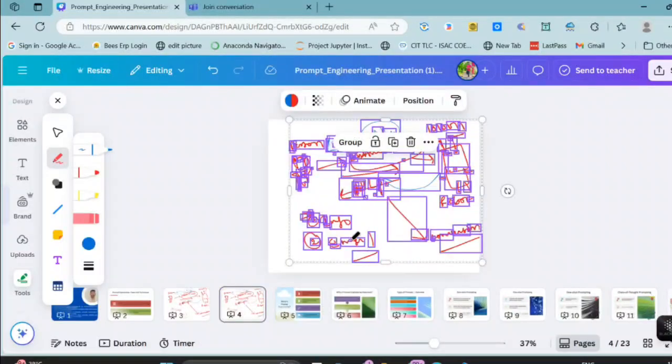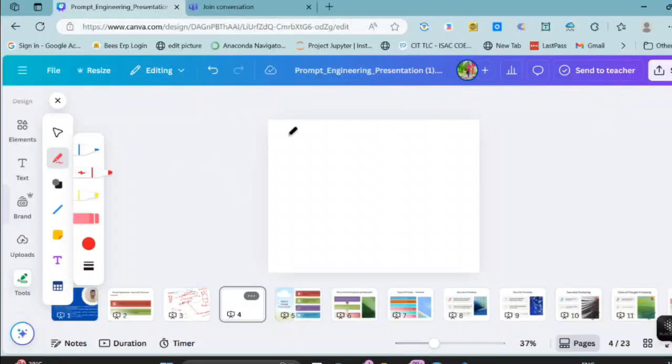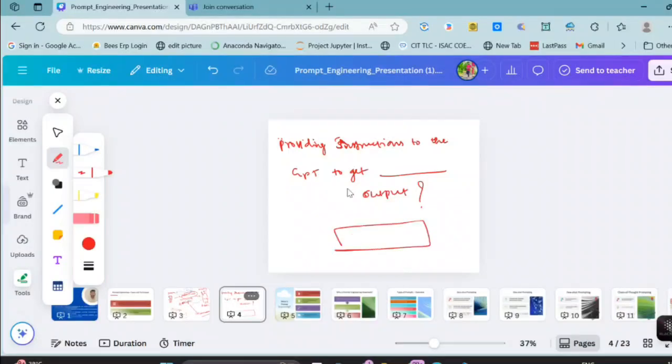Now move to prompt engineering. So what is prompt engineering? Simply we can say like this: providing instructions to the GPT to get which output? Respond on chat box. We are providing some instruction to the GPTs to get what type of output? Desired output. Okay, desired output.